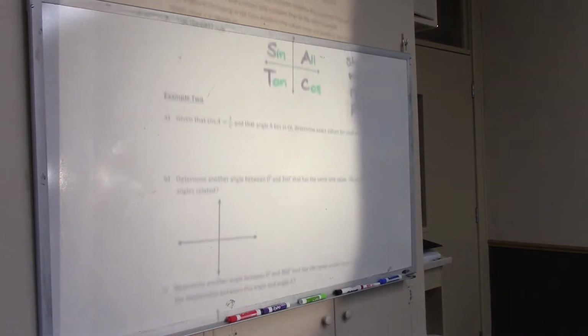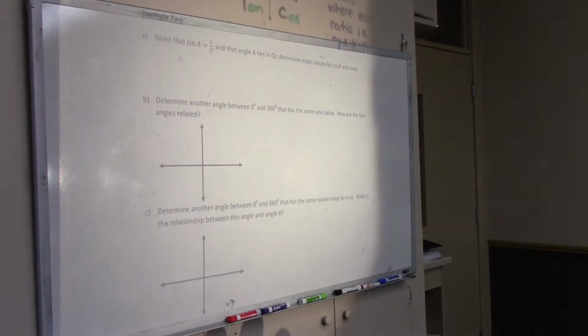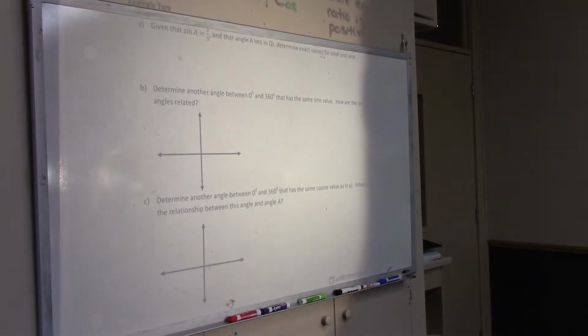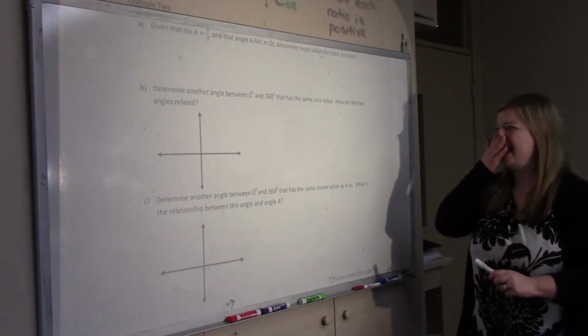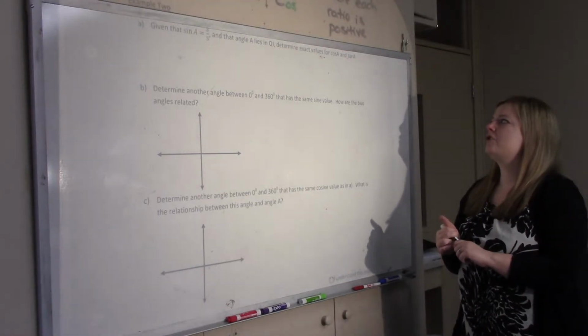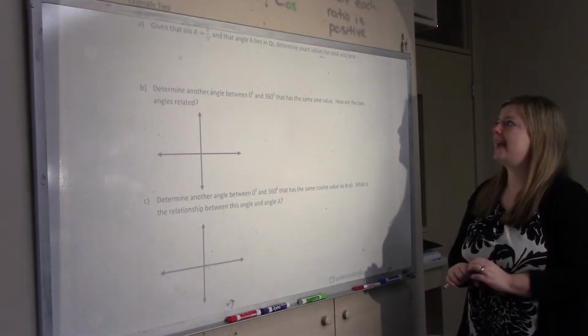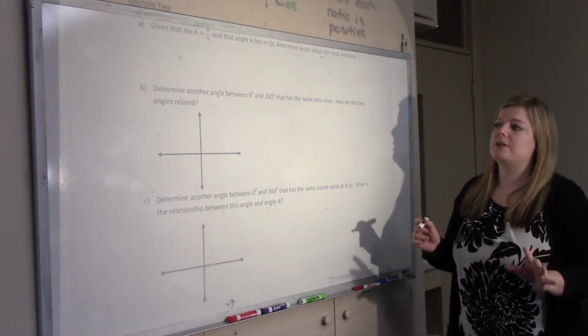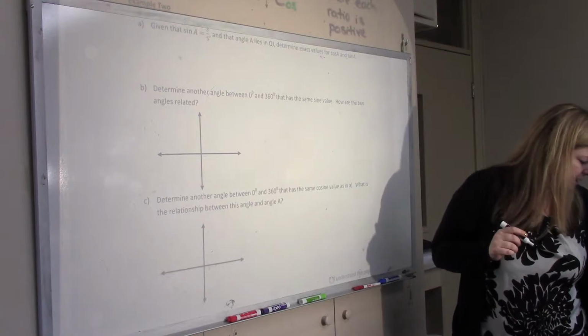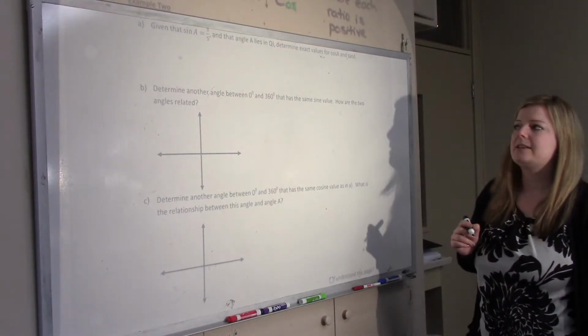Okay. Given that sine A is equal to 3 over 5, and that angle A lies in Q1, determine the exact values for cos A and tan A. So whenever you have questions like this, you always want to actually draw it if possible, because this will help you visualize what's going on here.